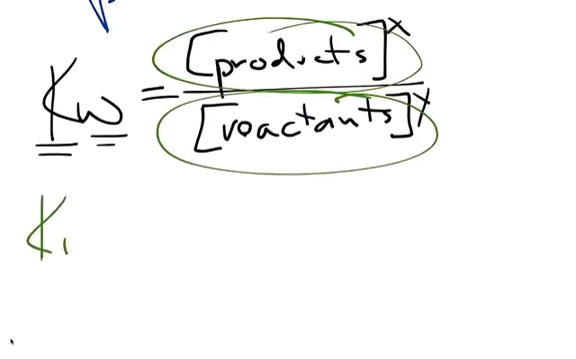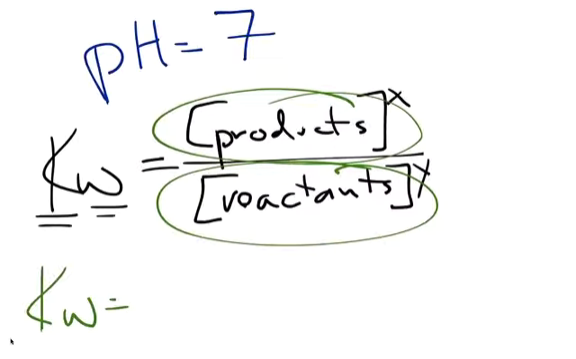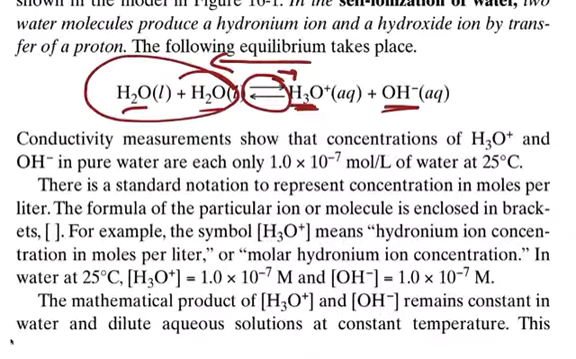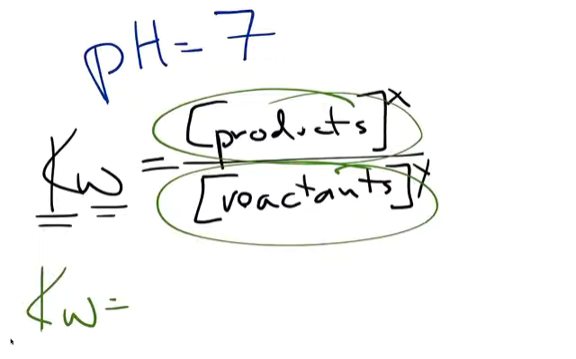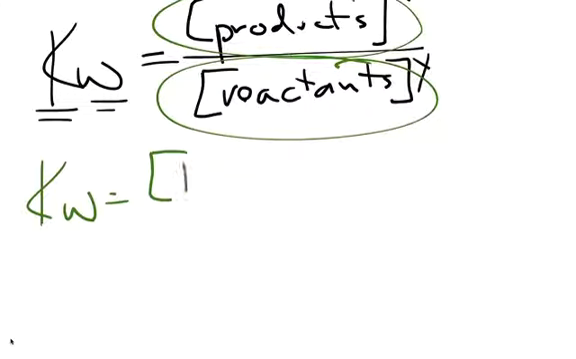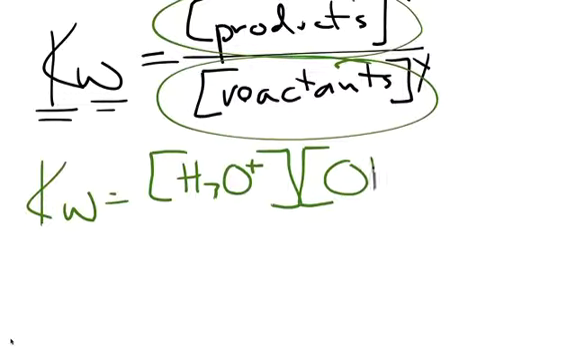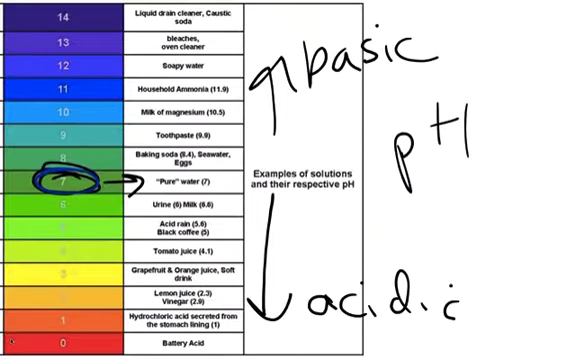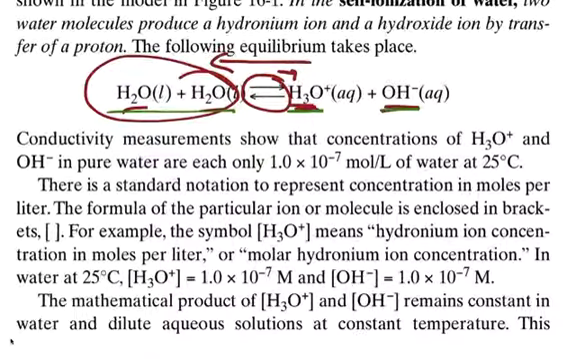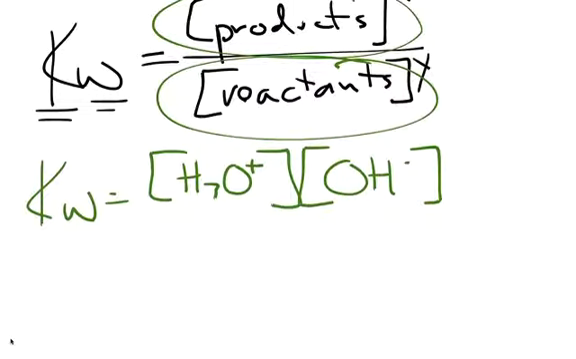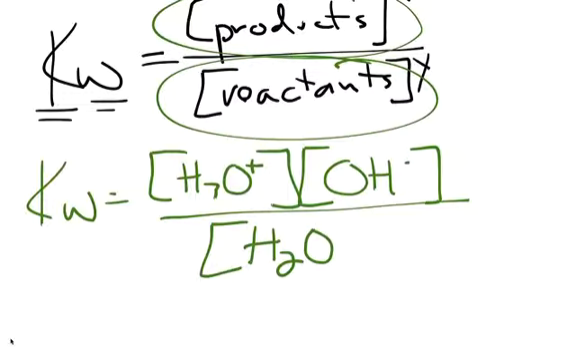So for this one, our Kw is, well, what are the products of the self-ionization of water? Let's go back to our equation. We have hydronium ions and we have hydroxide ions over water. Okay, so I'll write it in. So I have the concentration of hydronium ions, or hydrogen ions again, times the concentration of hydroxide ions. Notice there are no coefficients in front, so I don't raise them to any power. So it's these two concentrations multiplied by each other, divided by the concentration of water. Now, since there are two water molecules, I will square this.